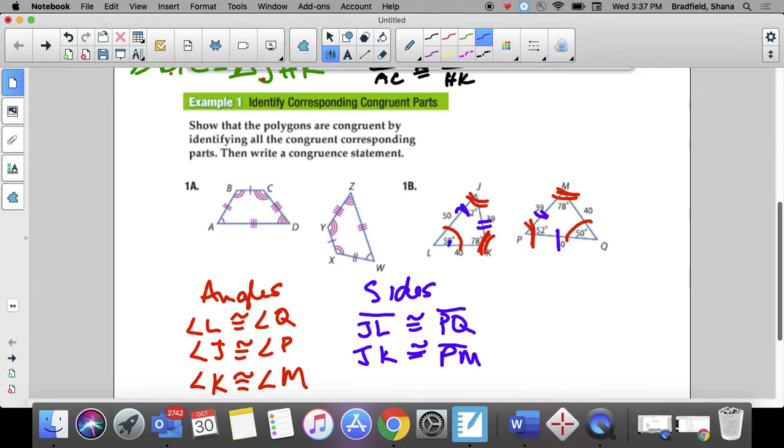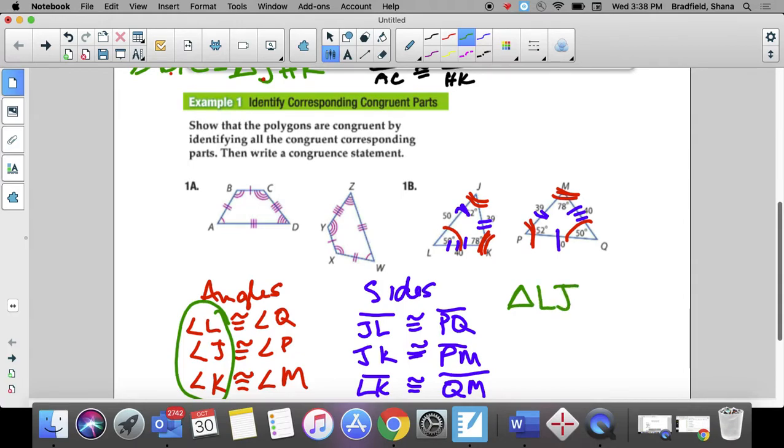And then the last one is 40, and 40 here. So I have LK, and it is congruent to QM. L and Q are congruent, so I put L and Q both first. And then I want to write a congruence statement. So I want to say the first triangle is congruent to the second triangle. So I'm going to say triangle LJK is congruent to triangle QPM. And there's my congruence statement.